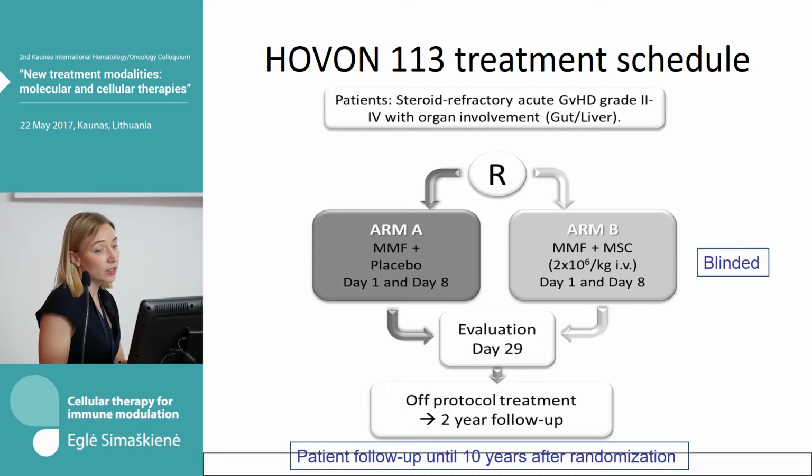So the treatment schedule, as I said, involves patients who have steroid-refractory acute GVHD, grade 2 to 4 with organ involvement. And there are 2 arms. In arm A, we have patients with mycophenolate mofetil and placebo on day 1 and day 8. And in arm B, we have patients with mycophenolate mofetil and mesenchymal stem cell infusion on day 1 and day 8. They get 2 times 10^6 mesenchymal stem cells per kilogram body weight.